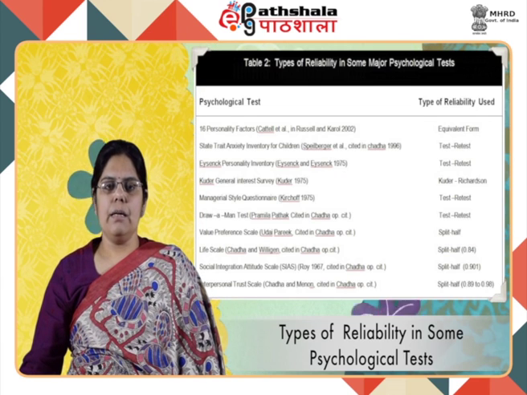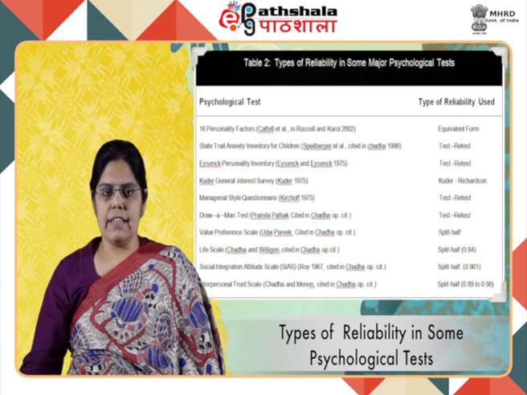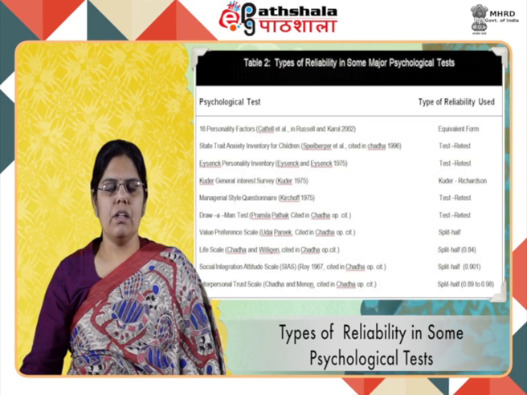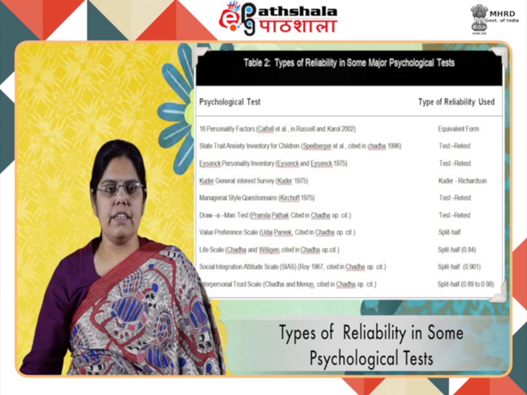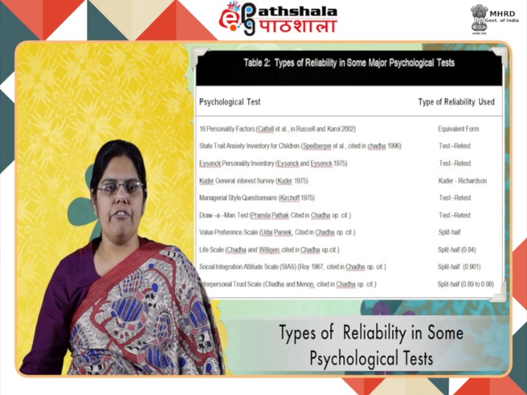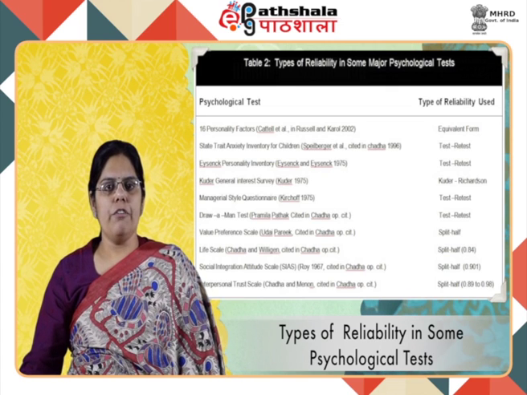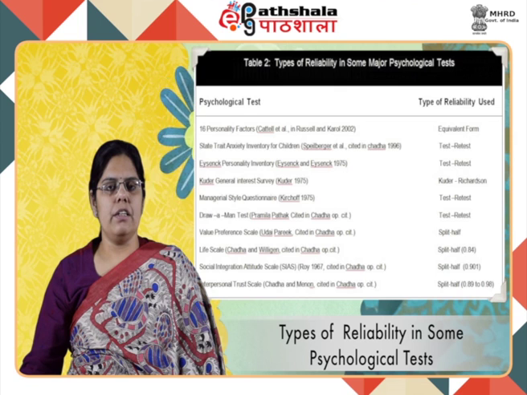Let's see the names of some common psychological tests with the types of reliability used by them. First most common test is 16 personality factors, 16PF, by Cattell. In this particular test, equivalent form of reliability method is used.